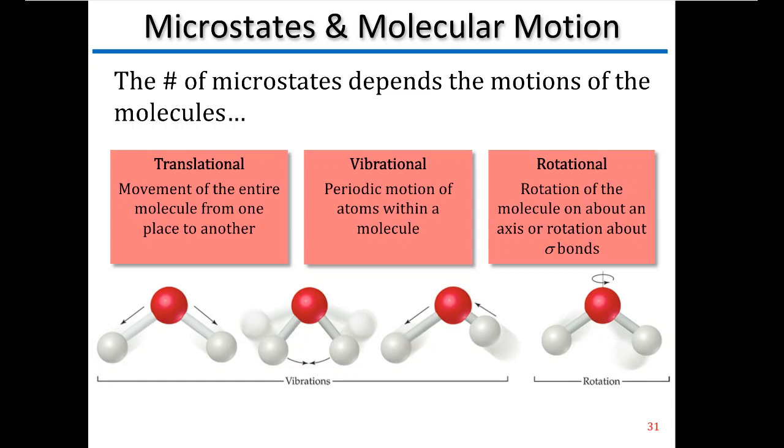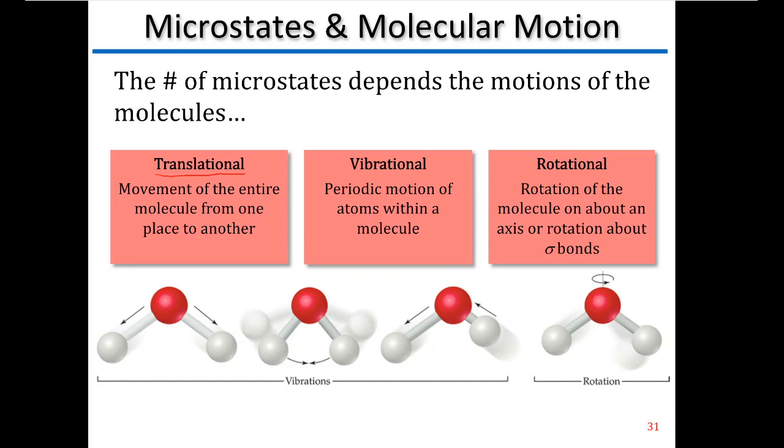Now let's apply this to molecules. The number of microstates depends on the motions of the molecules. We have a couple different types of motion. The first one is translational. This is movement of the entire molecule from one place to another, like moving a molecule along a flat plane. If you can imagine having a molecule drawn on your paper and just moving it around your paper, that's translational motion. We're not rotating it, we're not pulling it closer to you or moving it further away, we're just moving it in the plane. That's one type of microstate, or one motion that can change.